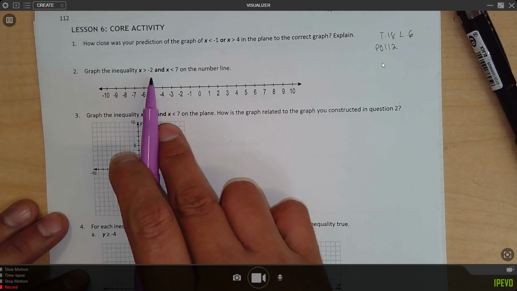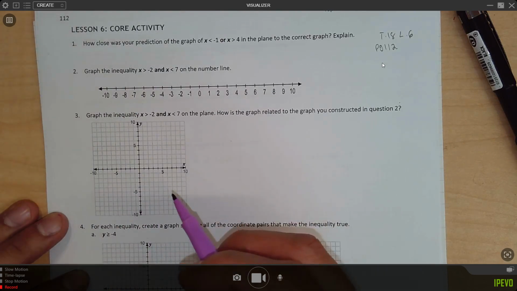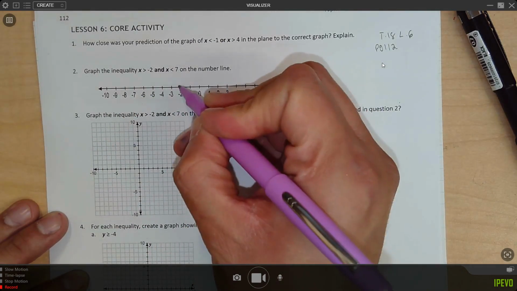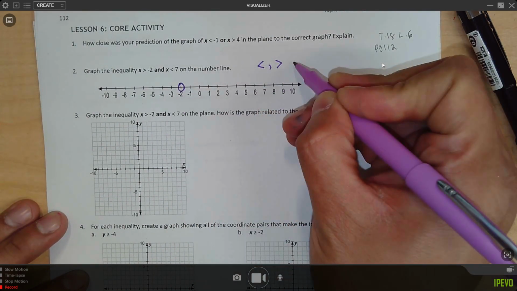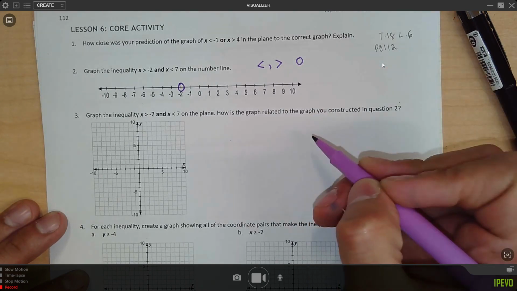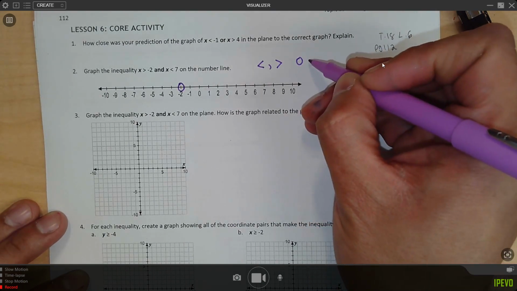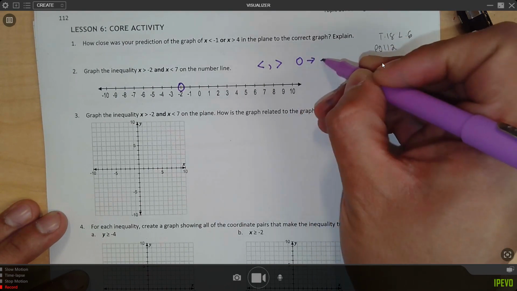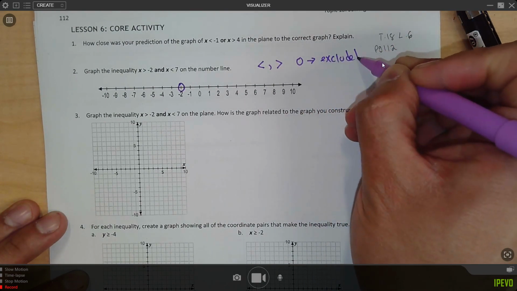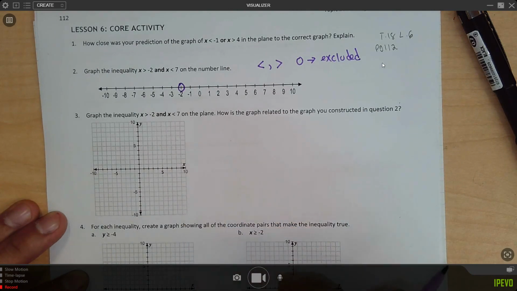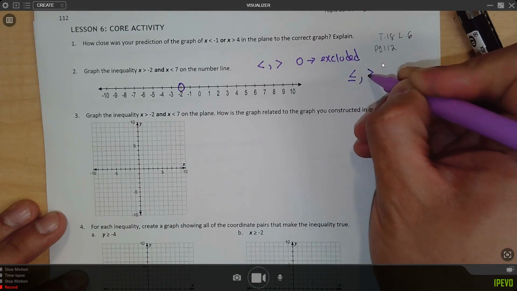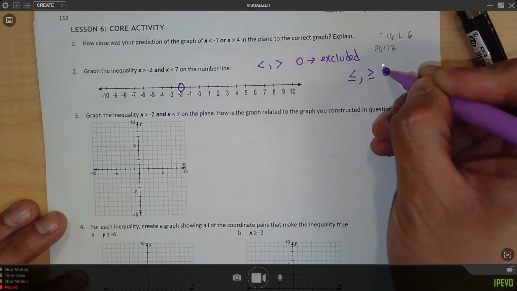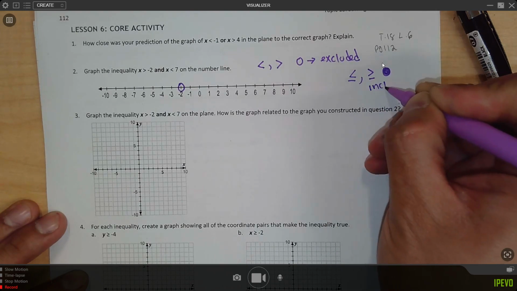This means x greater than negative 2. When I have x greater than negative 2, I'm going to find the point and I'm going to circle. Anytime I have less than or greater than, I will have an open circle, which means it's excluded from my domain. This means excluded. Whenever I have a less than or equals or greater than or equals, that will be included. So if I have less than or equal or greater than or equals, I will have a shaded circle, which means that the solution is included.